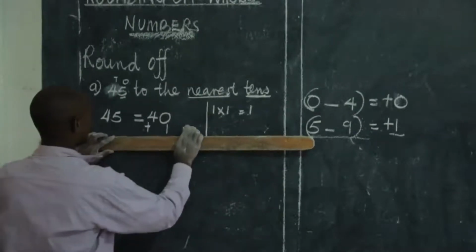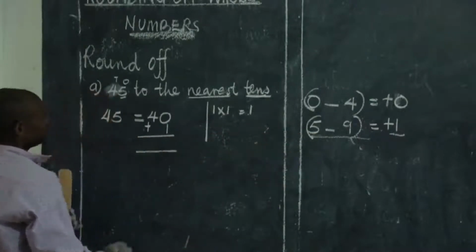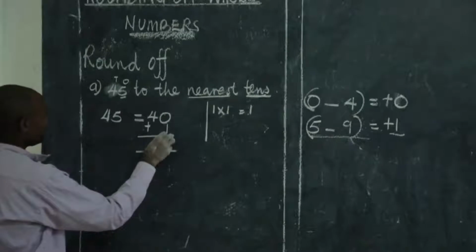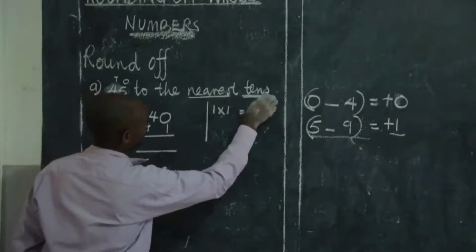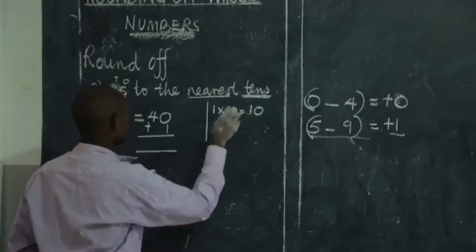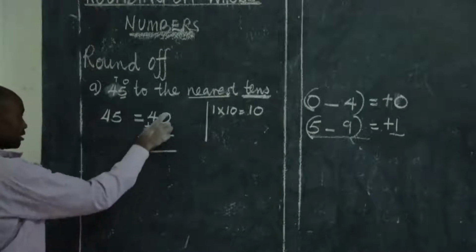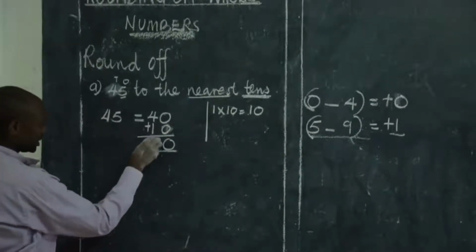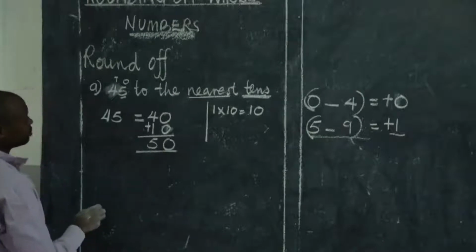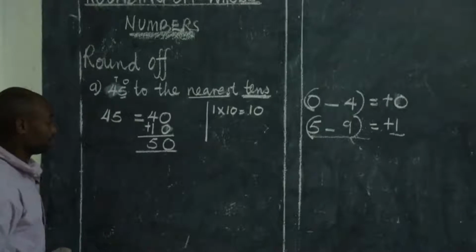Then you add. So what do we get here? We multiply by 10. We are rounding off to the nearest tens, which is 10. So we shall come and add here 10. 0 plus 0, that is 0. 4 plus 1, we are getting 5. So when we round off this number to the nearest tens, we get 50.